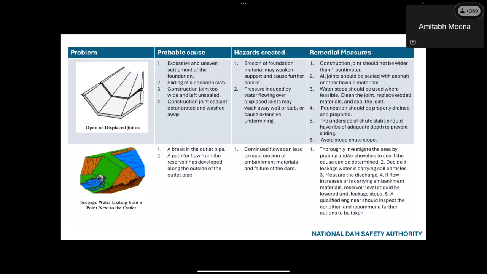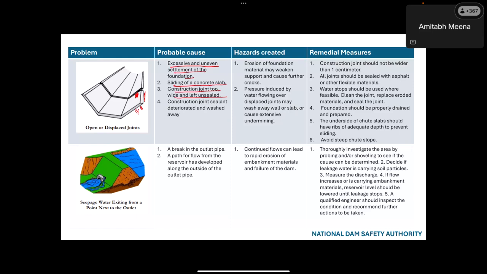So these are the joints. This joint was displaced. This is in the channel. So excessive and uneven settlement of the foundation. If the foundation below this part is weak, then this may also cause this displacement. Sliding of a concrete slab, construction joint too wide and left unsealed, or construction joint sealant deteriorated and washed away. So these may be the reasons.